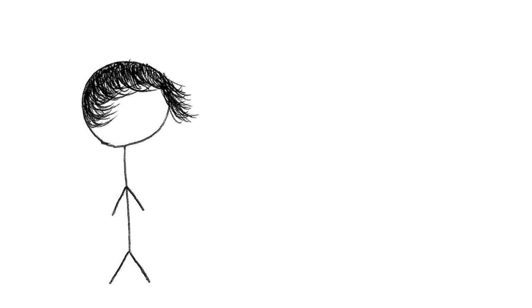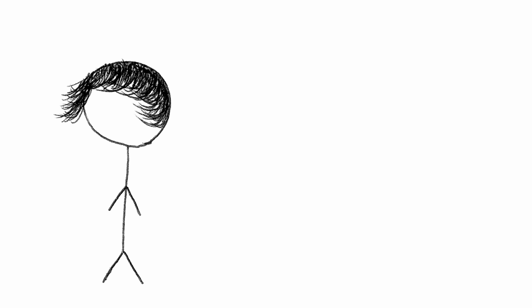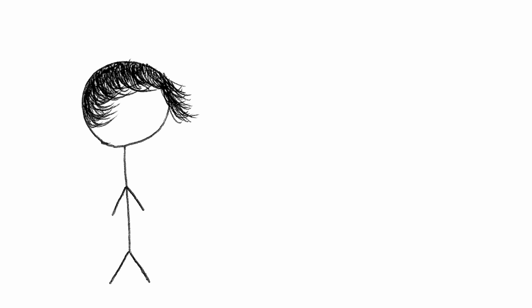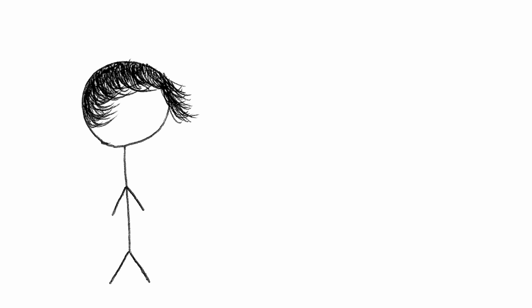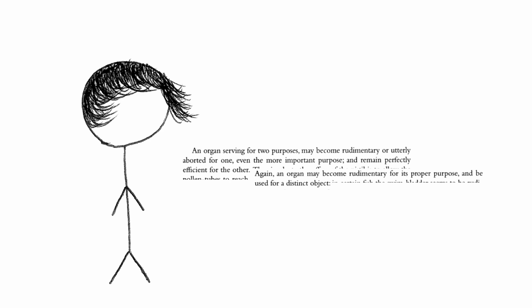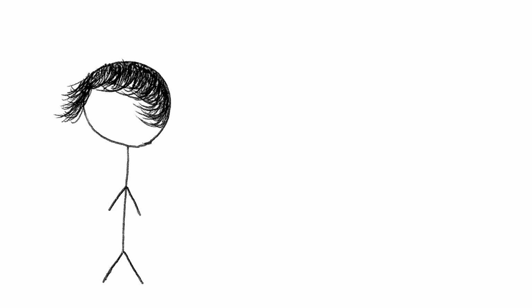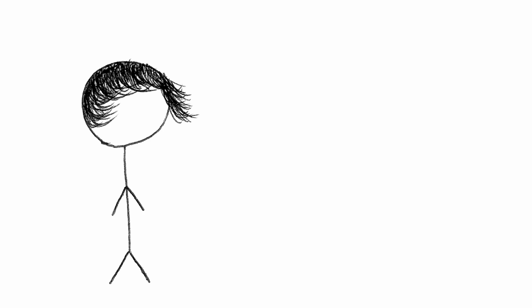No one ever said that vestigial organs absolutely had to be useless. Not only was this mentioned in the book that we discussed earlier, but also by Charles Darwin himself over 100 years ago. In On the Origin of Species, he says, and I quote, "An organ serving for two purposes may become rudimentary or utterly aborted for one, even the more important purpose, and remain perfectly efficient for the other. An organ may become rudimentary for its proper purpose and be used for a distinct object." If anything, you're just arguing against your middle school teacher because that's the only person who would have told you that they were useless. This is not hard to look up.